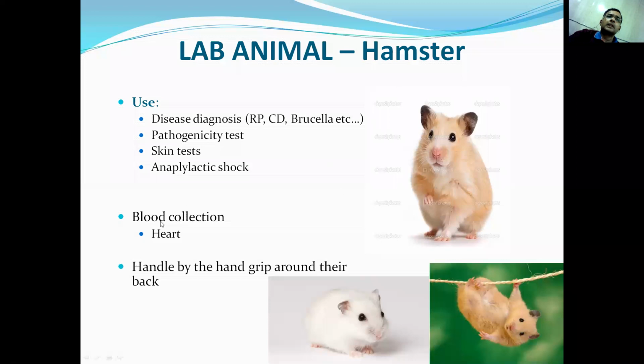Here also we can collect blood by direct puncture of the heart, and the handling of hamster is generally performed by a hand grip around the back, so that the fur or back skin can be firmly held, and then you can hold it from the neck.